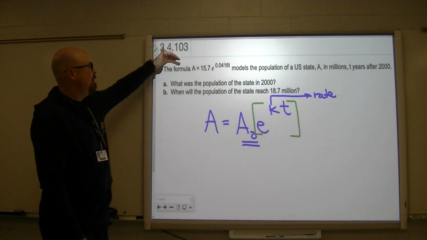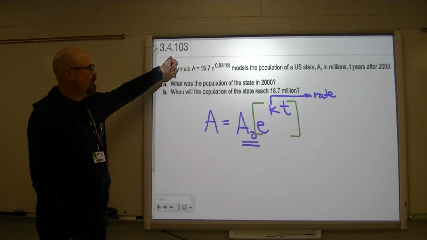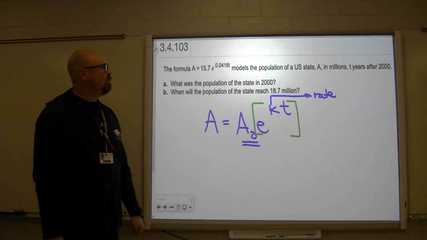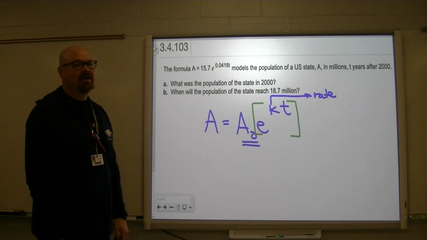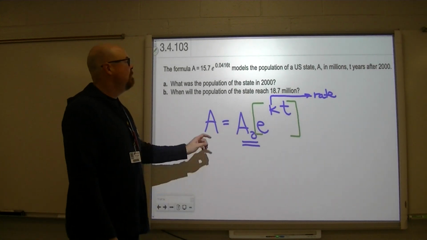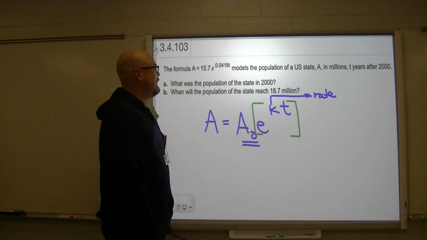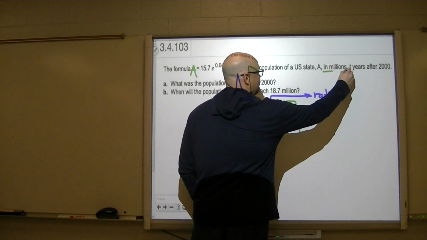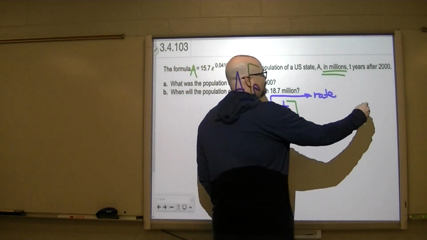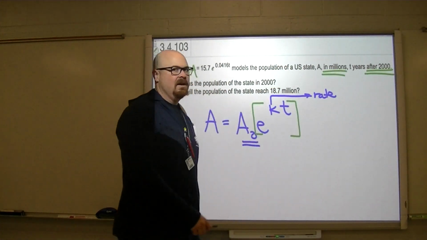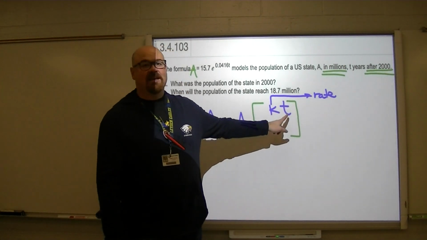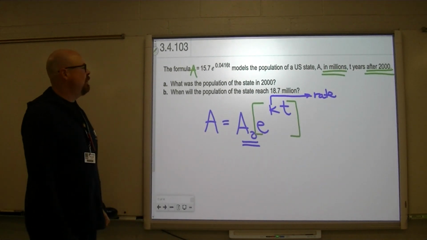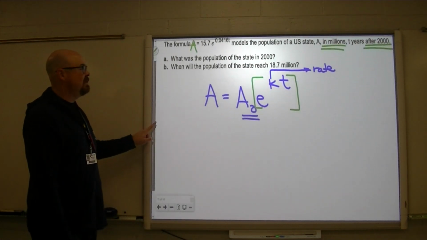In the formula specific to this problem, A equals 15.7 e to the 0.0416 t. These decimals get pretty weird. It models the population of a U.S. state, A, in millions, emphasis on that, t years after 2000. So t in this case is the number of years after the year 2000. Part A says, what was the population of the state in the year 2000?